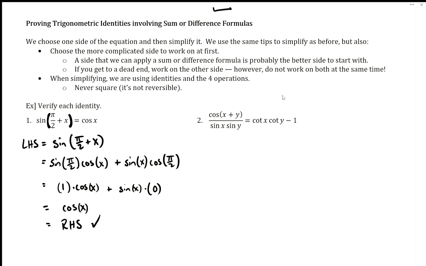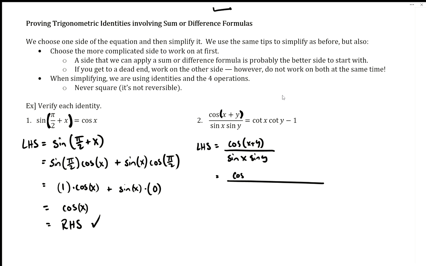Number 2. Again, I see instantly a special angle, something plus something, or something minus something, so that should probably be the side we start with. Again, there's no wrong answer on which side you start with, but remember that these are simplifying problems one side at a time. We don't mix the left-hand side with the right-hand side, because we're trying to prove something, not solve an equation. We're trying to prove that one side is the other. I set up my left-hand side, and now I'm instantly going to do my formula: the cosine of x plus y, my addition formula.